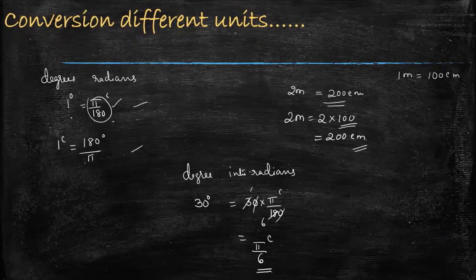Similarly, to convert radian into degrees, we know that 1 radian is this many degrees. So to convert radian into degrees, you just have to multiply the given angle with this factor. Say you are asked to convert pi by 2 radian into degrees.